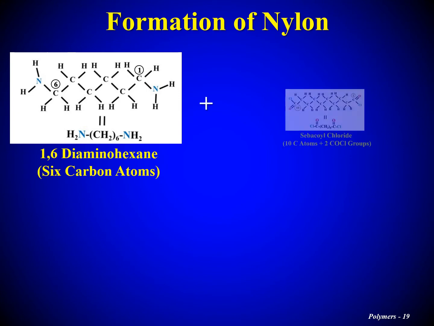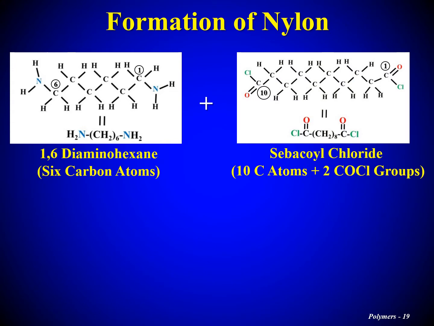The second monomer is called sebacoyl chloride. It has an oxygen atom and a chlorine atom on carbon number 1 on the right. This is called an acyl group. A second acyl group is on carbon number 10 on the left.